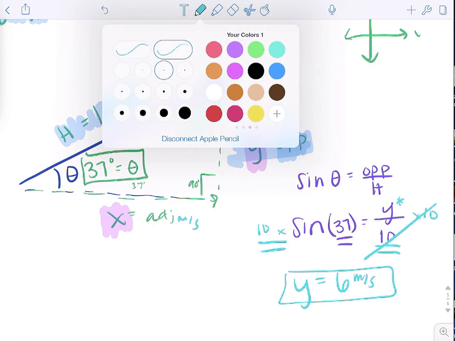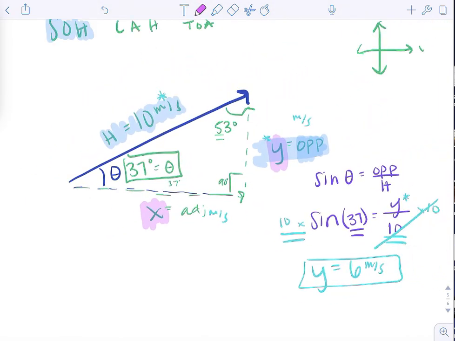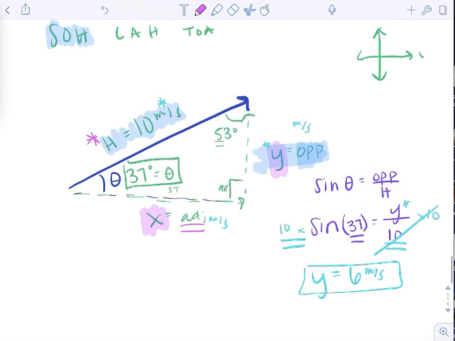All right. Now the next side. I am looking for my adjacent side, and I know my hypotenuse. Yes, I know my opposite side, but I want to try to avoid using calculated numbers when I can. And the trig function that has both adjacent and hypotenuse in it is cosine.